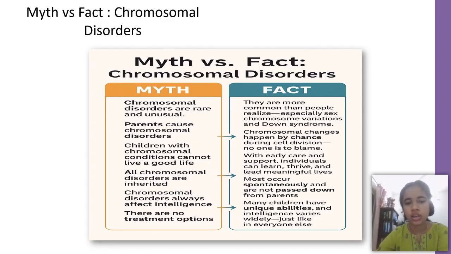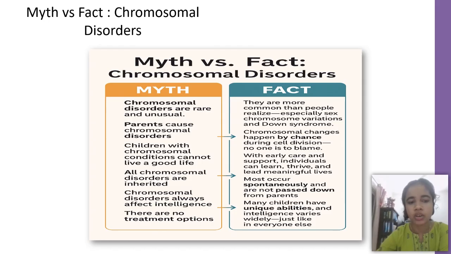Myth 3: children with these conditions cannot live a good life. That is not true. The fact is that with support and healthcare, many individuals can learn, survive, and thrive in a meaningful life. Myth 4 is that these disorders are inherited. That is not true. Most occur spontaneously and are not passed down from parents.